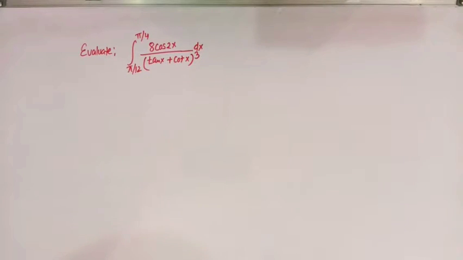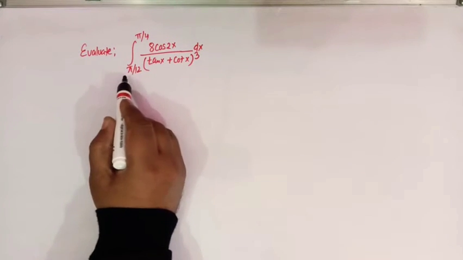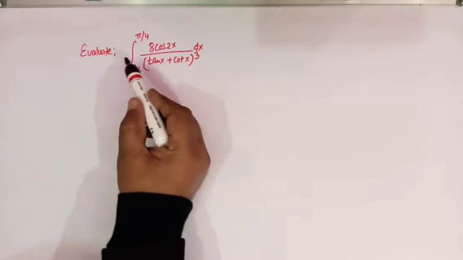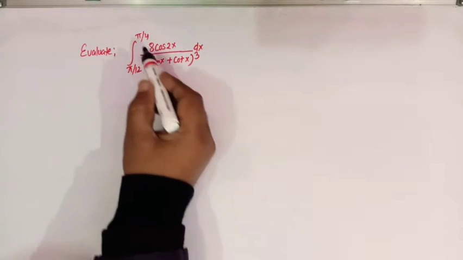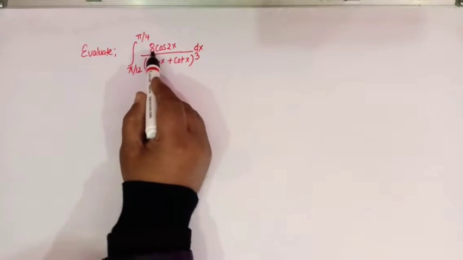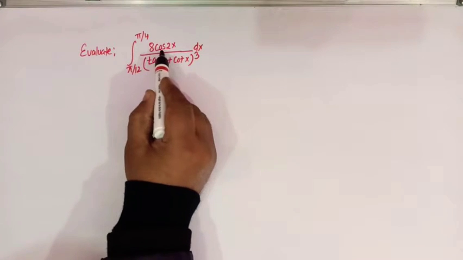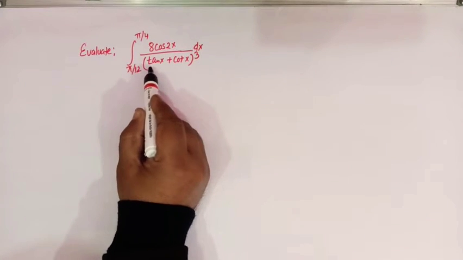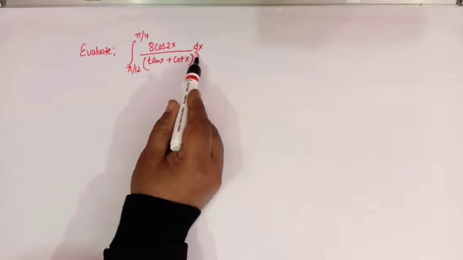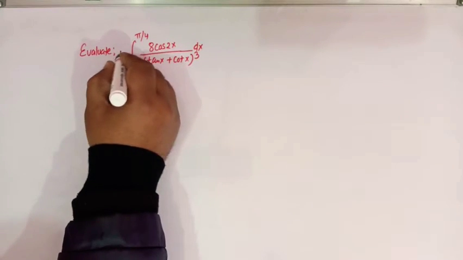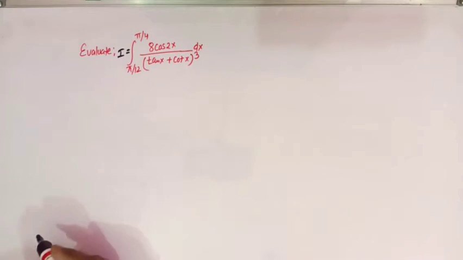Hello viewers, in today's class we are going to solve one important definite integral. We have to evaluate the value of this integral from pi by 12 to pi by 4, and the integrand is 8 cos 2x divided by (tan x plus cot x) whole cube. So let us start. First call this integral as I.